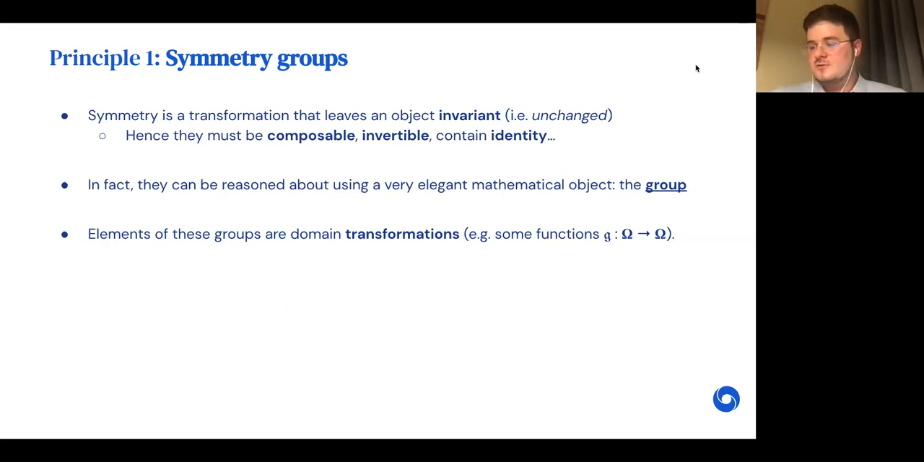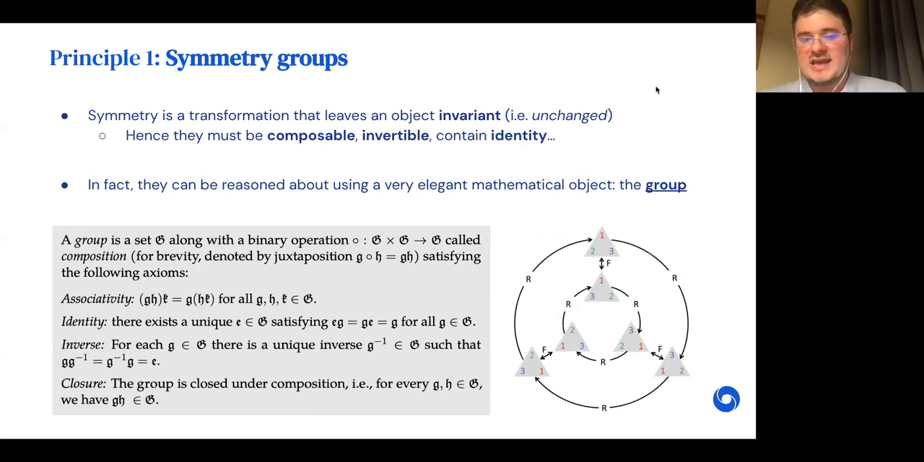And when you group together all of these different properties that these transformations must have, you'll end up realizing that they respect the structure of a very elegant mathematical object known as the group. And the elements of these groups are the domain transformations. So some function g that takes elements of the domain omega to different elements of the domain omega. And in case you need to brush up on your group theory, I have provided here just a recap of all the axioms that a group must satisfy: associativity, identity, inverse, and closure.